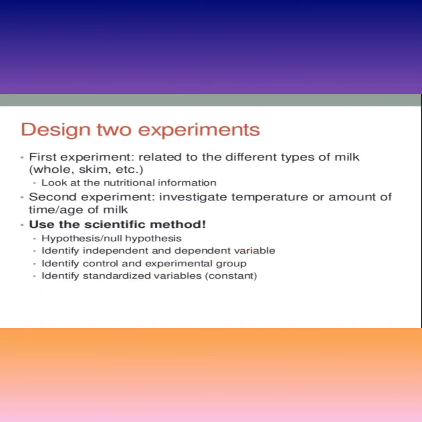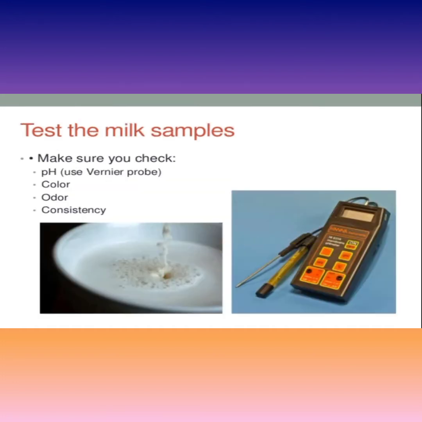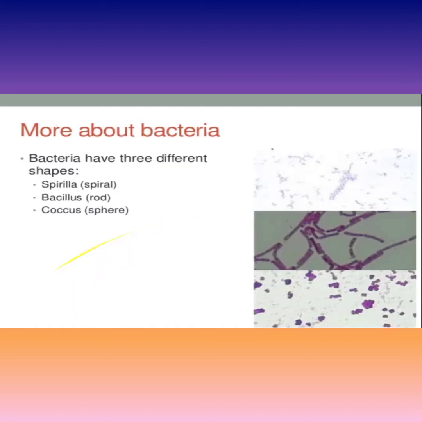Design an experiment. The first experiment is related to different types of milk: whole, skim. Look at the nutritious information. The second experiment investigates the temperature or the amount and the age of milk. Use the scientific method: hypothesis, null hypothesis. Identify the independent and dependent variables. Identify the control and experimental groups. Identify the standardized variables. Make sure of your pH, color, odor and consistency.